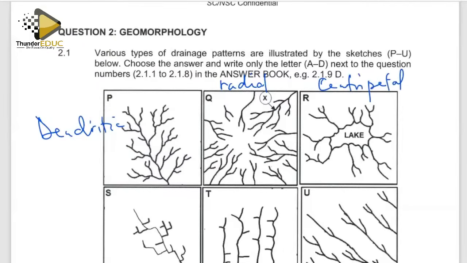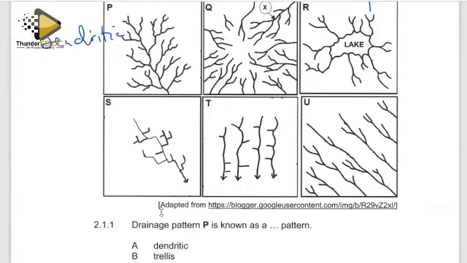We move on to the next one. S, we are seeing that the streams are meandering or bending at right angles, and they're also joining the major stream at right angles. This is what we call the rectangular pattern. And T, we are seeing that the main stream is longer, but the tributaries are shorter, and they join the major stream at right angles. This is what we call trellis.